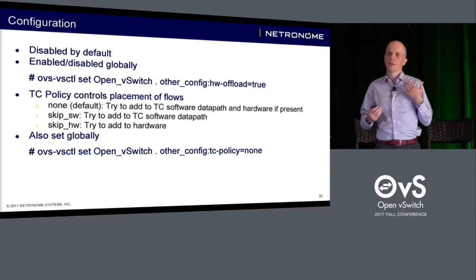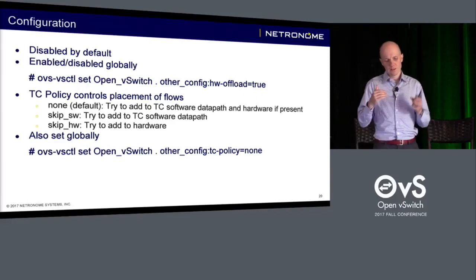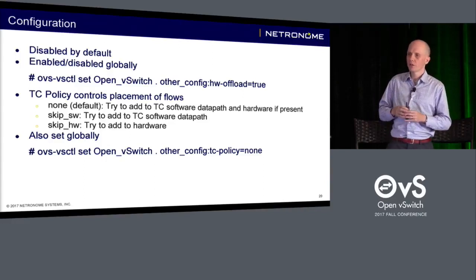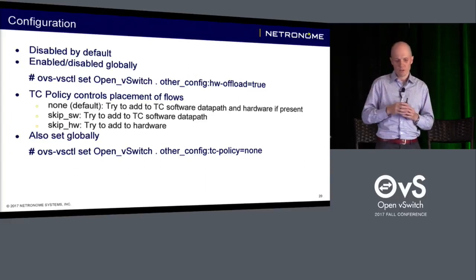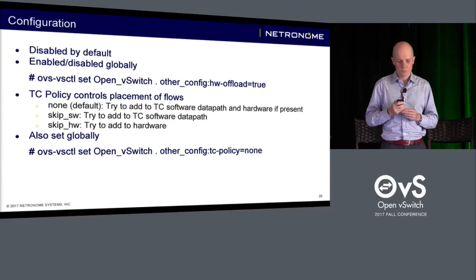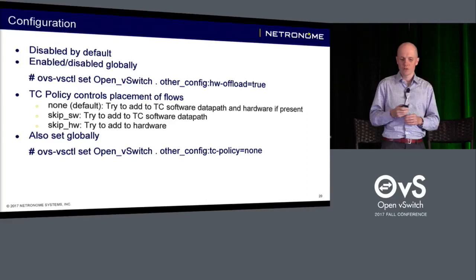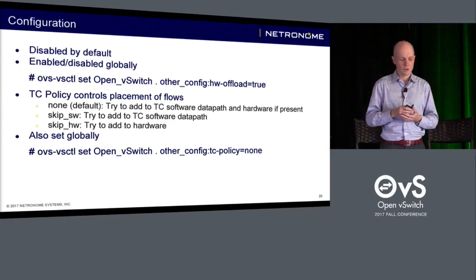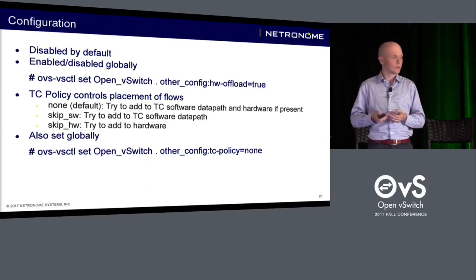And then, like TC Flower itself, it has policy controls. So these aren't actually per flow. It's a global setting, which is then used per flow. So we have the same, the default, the skip software, and the skip hardware. And typically, you would use the skip software mode. Although, if you use the skip hardware mode, then you could use this offload to populate the alternate data path in the kernel without using hardware. So this policy is also set globally.